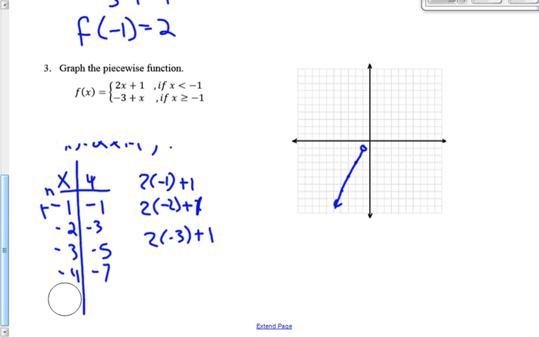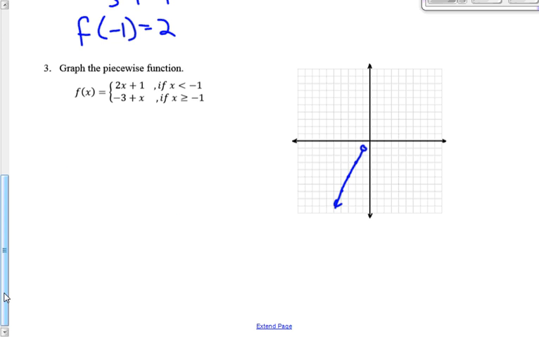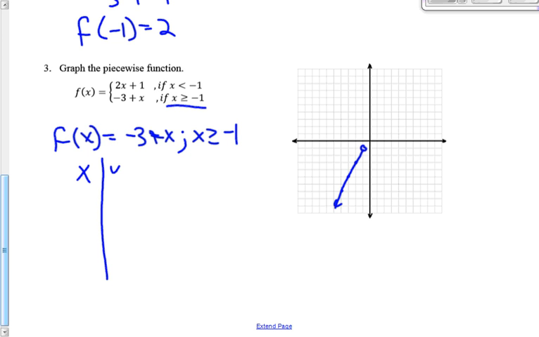When I go to graph the second part of this piecewise function, I have to consider the values of x greater than or equal to negative 1. So in this table, when we include the negative 1, we actually include that in the graph, so it is a closed dot. Values greater than negative 1 are 0, 1, 2, and 3.